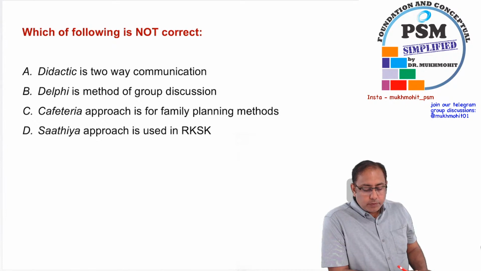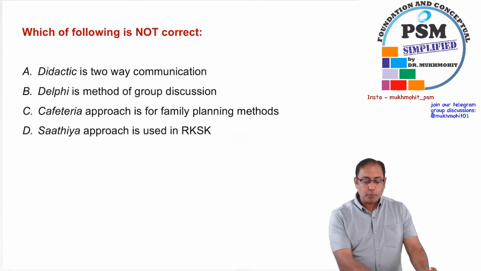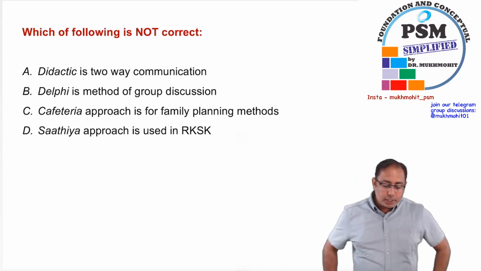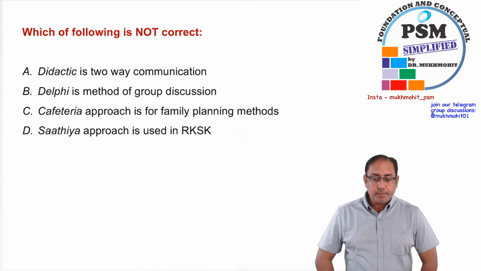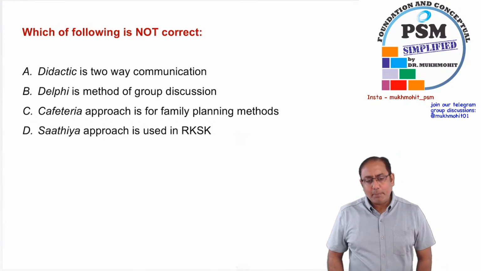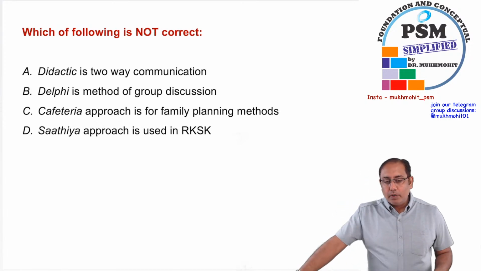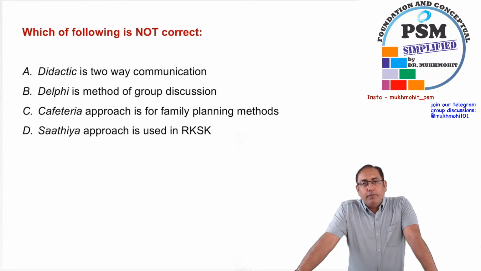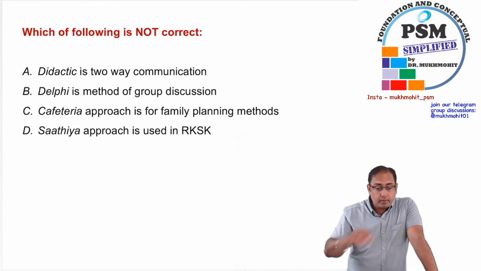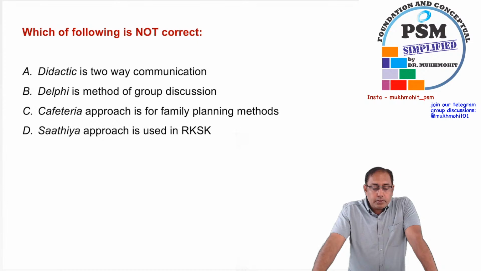Chalo. Which of the following is not correct? Didactic is two-way communication. Delphi is a method of group discussion. Cafeteria is approach for family planning methods. Satya approach is used in RKSK. What do you want to say? Which of the following is not correct? Didactic is two-way communication. Delphi is a method of group discussion. Cafeteria is for family planning. Satya is used in RKSK.